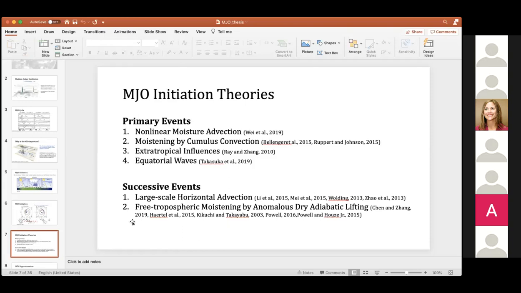And secondly, we have the free tropospheric moistening by the anomalous dry adiabatic lifting hypothesis. And this just deals with the hypothesis that small temperature fluctuations in the tropics modulate convection for initiation.